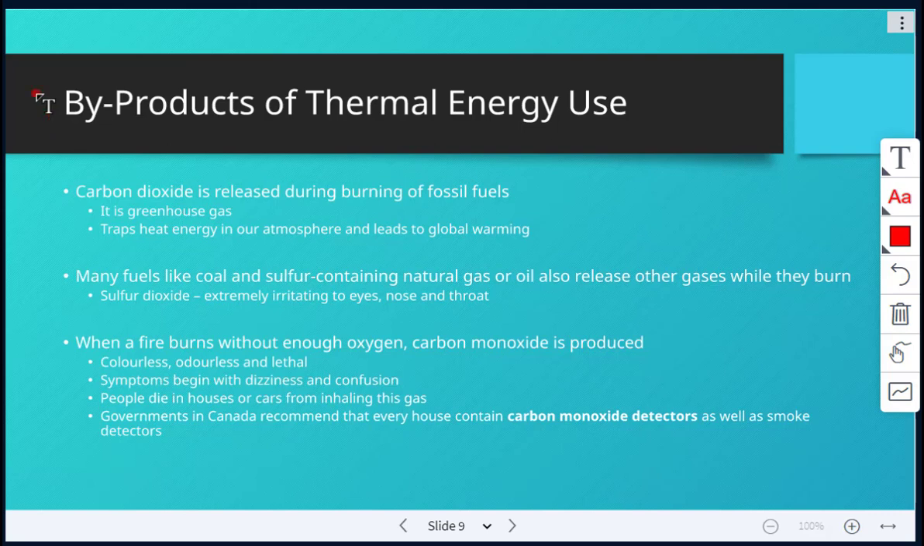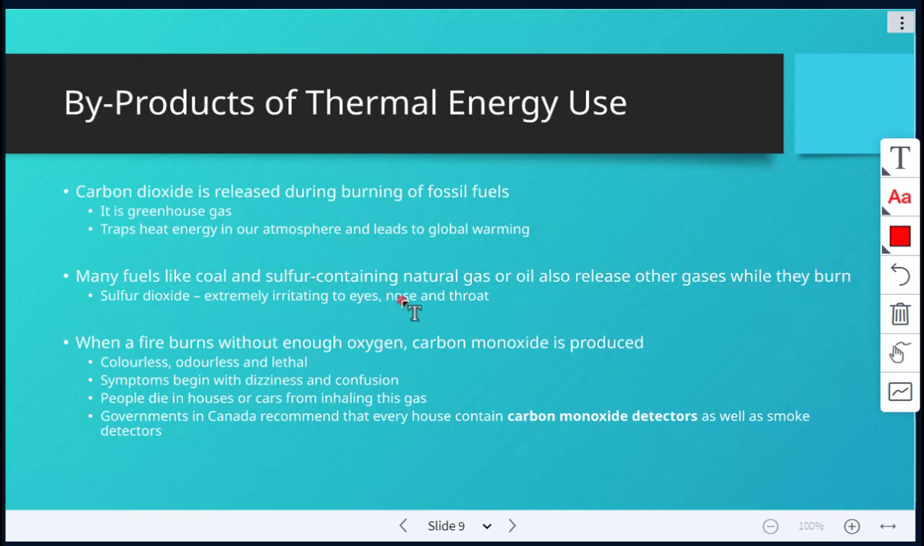Some byproducts of thermal energy use. Like we talked about when we were looking at fossil fuels, carbon dioxide is a gas that's released during the burning of fossil fuels. It's a greenhouse gas, so it's trapping heat energy in the atmosphere, and it's leading to global warming. And when we burn coal and sulfur-containing natural gas or oil, they also release other gases, specifically sulfur dioxide. It's a noxious gas, extremely irritating to the eyes, nose, and throat.